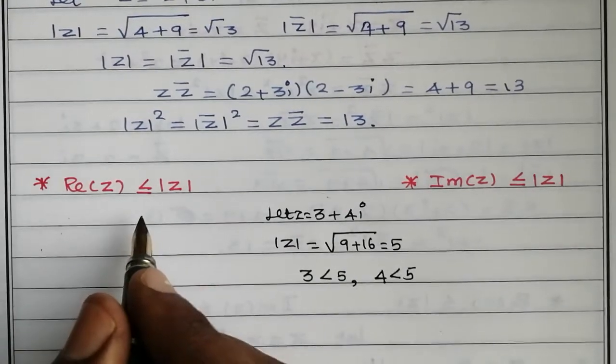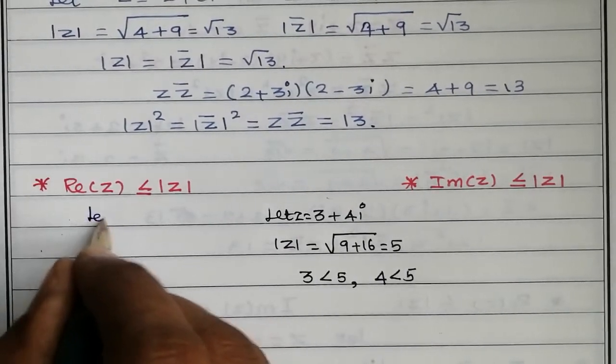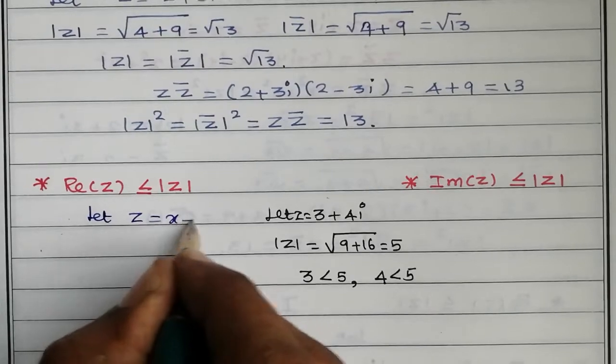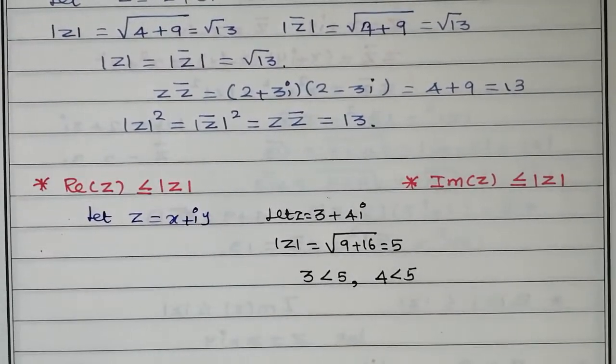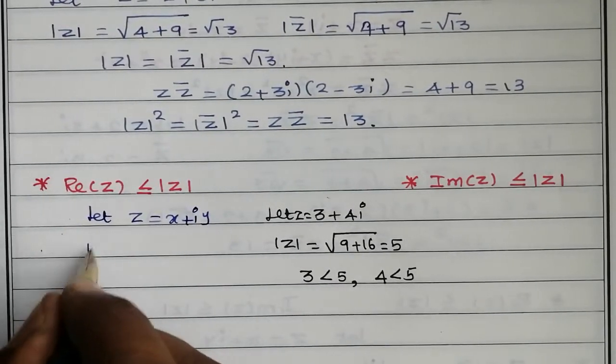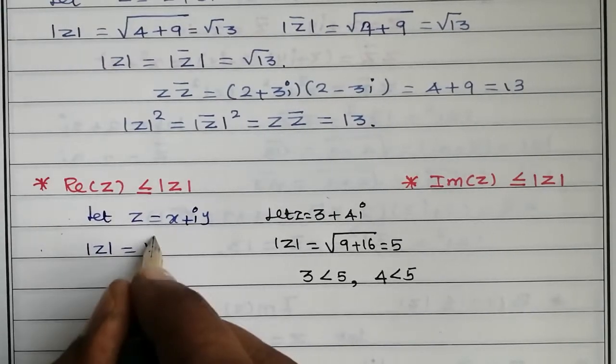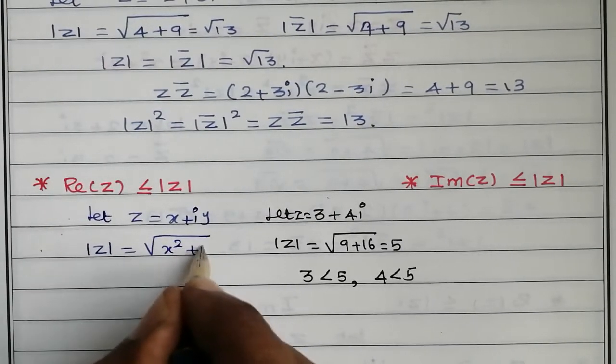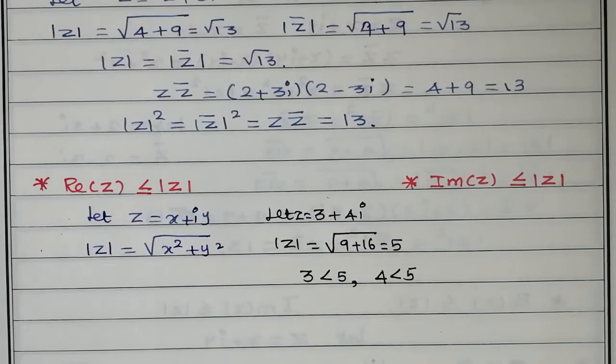Real z is less than or equal to mod z. First, let z equal to x plus iy. So what is the modulus of z? The modulus of z is root of x square plus y square.